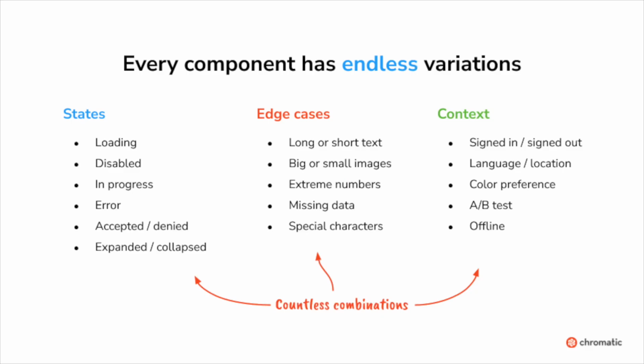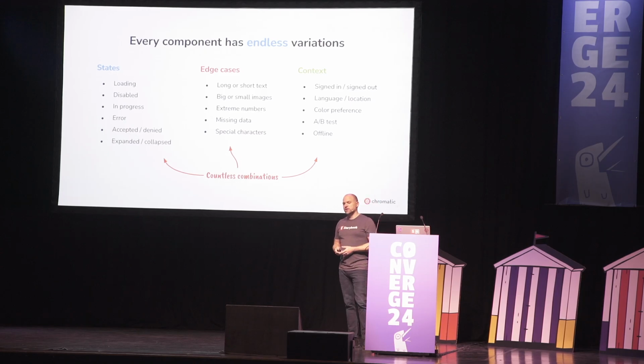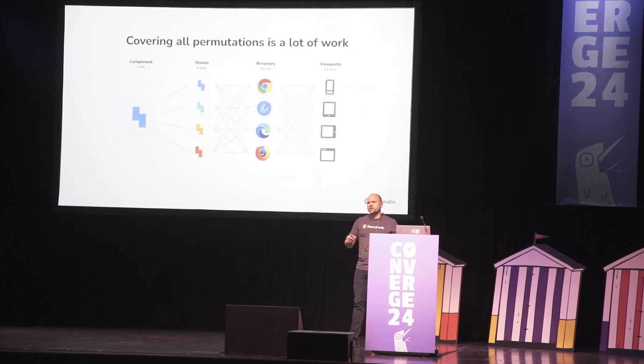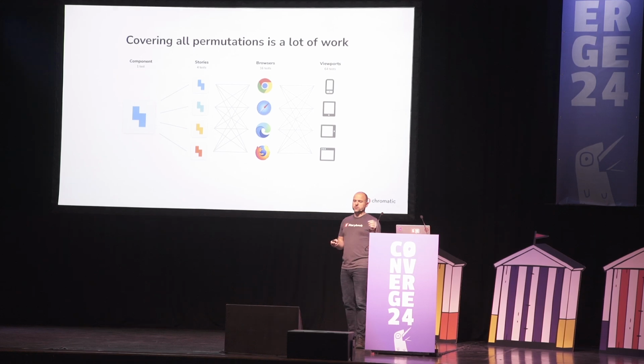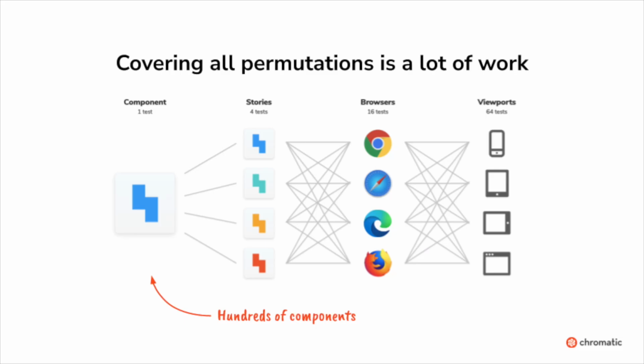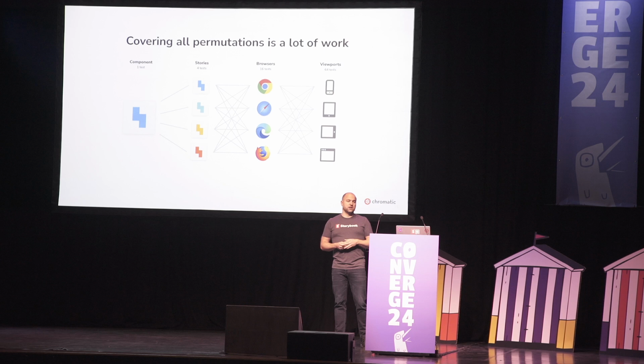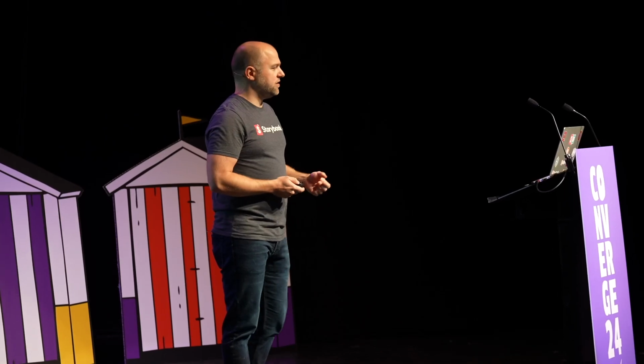And then all the countless combinations of these things make for a situation where components can really quickly get out of hand and become really complicated. Covering all these permutations is a lot of work. So say we have this one component. I have 4 stories because it's got 4 variants, which is actually pretty simple. And then a bunch of browsers that I want to test it in, and a bunch of viewports like mobile that I also want to check its behavior in. You can see how with hundreds of components, or maybe thousands of components, this really gets out of hand.